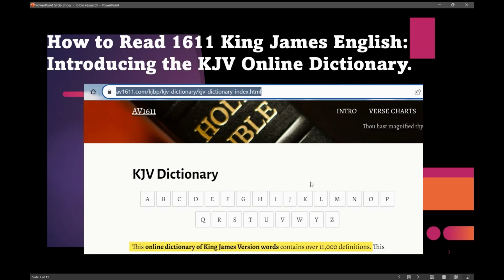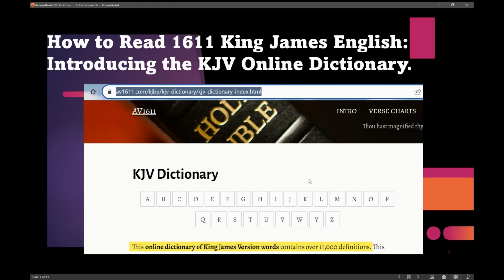Anyway, let's begin. Here is the web address, highlighted: av1611.com. I hope you can see that. I'll give a bigger version of it at the very end. You can see how it's laid out, very easy to use. It has A, B, C, all the way to Z. So if you had a word, let's say the word "will," which became an issue of dispute in our recent friendly debate online.